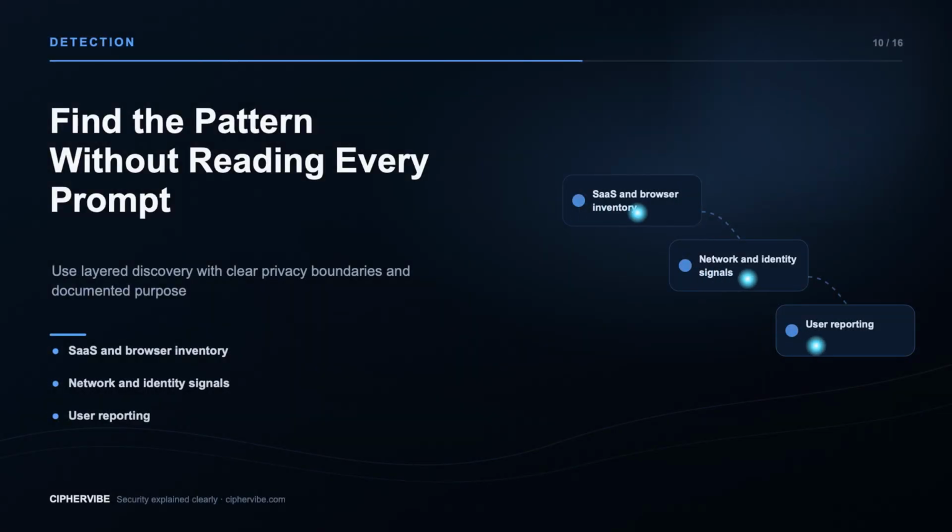Discovery should be proportional and transparent. Inventory AI features in approved SaaS, browser extensions, OAuth grants, expense records, DNS or proxy categories, and enterprise identity logs. Provide a simple way for employees to report useful tools. Avoid secret surveillance of prompt content. Define what telemetry is collected, why, who may access it, and how long it is retained.